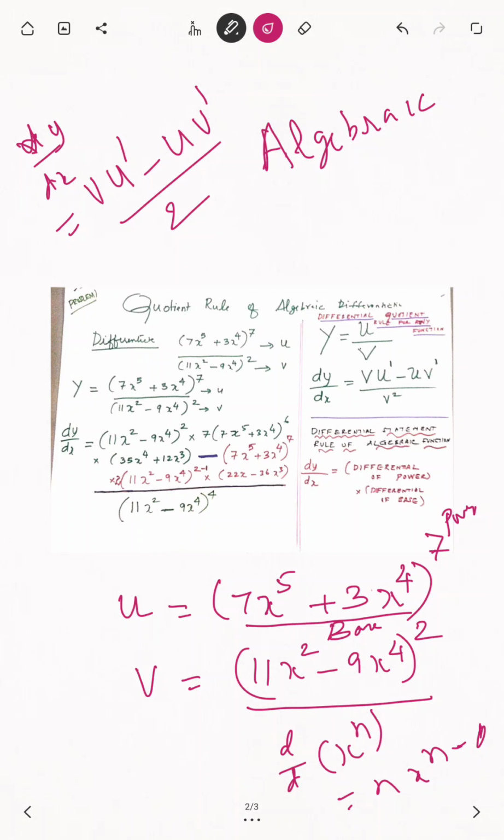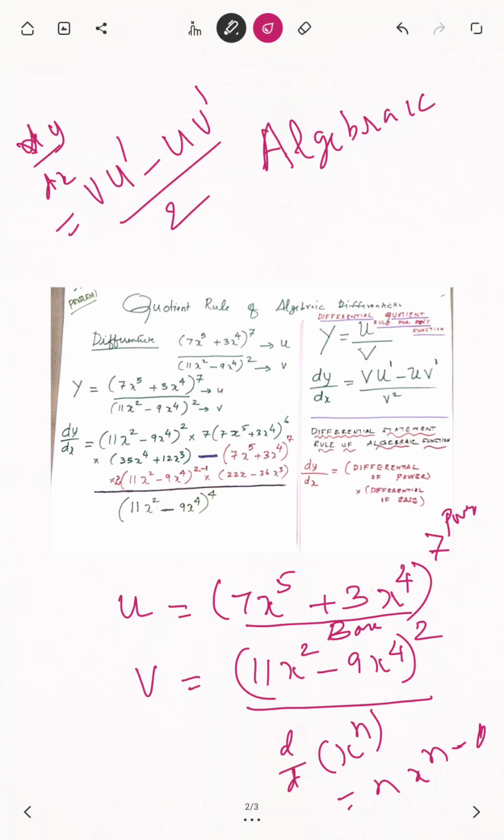The base is 7x power 5 plus 3x power 4. In the differential of base, 7x power 5 becomes 35x power 4, then 12x cube. Sir, how did you differentiate this u? First I differentiate the power. Write the power as it is, don't disturb the base, subtract 1 from the power, and then differentiate the base. So 7x power 5 differentiates to 35x power 4, and 3x power 4 differentiates to 12x cube.